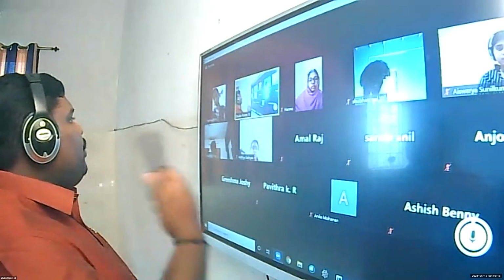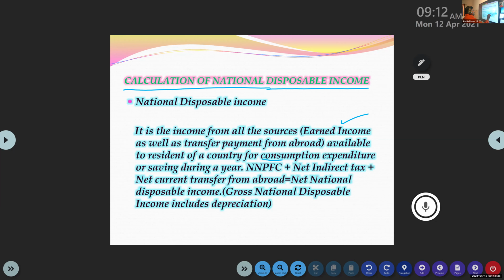Available to residents of a country for consumption expenditure. Anyway, for consumption means you have to spend money. That's what for consumption expenditure, or saving during a year. Saving during a year.